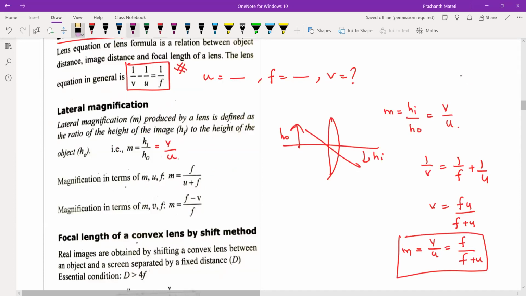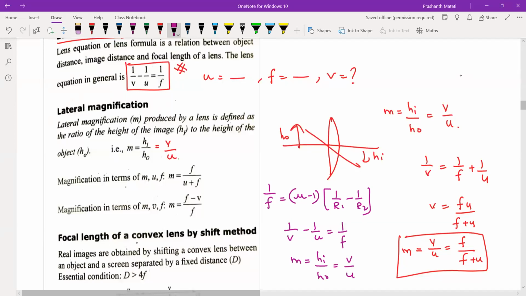Right? So these three are basics. What are the three basic things? First, the lens maker's formula: 1 by F is equal to mu minus 1 into 1 by R1 minus 1 by R2. And 1 by V minus 1 by U is equal to 1 by F is the lens formula. M is equal to height of image by height of object, which is equal to V by U. So these are the basic things. If you apply these three things properly, then you can do anything. All the questions can be done in this manner.